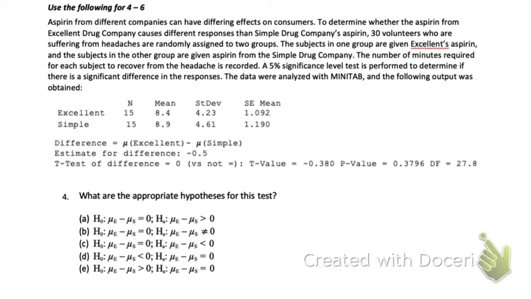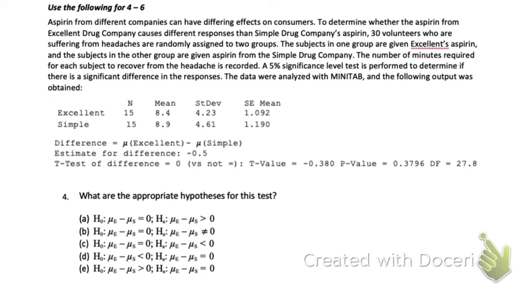So we have here our sample sizes for both was 15. We have our mean for each, our standard deviation for each, and our standard error for each. This line right here is just telling you that we're looking for a difference, and we're taking the mean for Excellent aspirin and subtracting the mean for Simple's aspirin. The estimate for the difference is negative 0.5. That's just the difference in the means. T-test for the difference: the null hypothesis is that the difference equals 0. The alternative is that the difference does not equal 0. So we're looking at a two-sided test here. The t-test statistic is negative 0.38. The p-value is 0.3796 with 27.8 degrees of freedom.